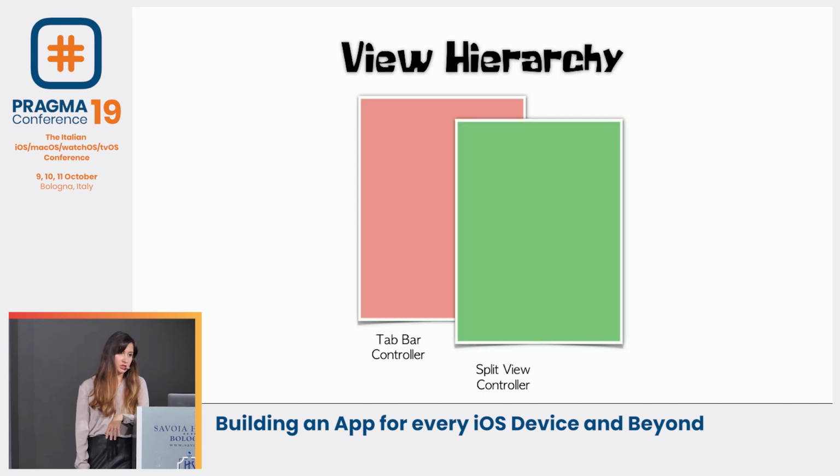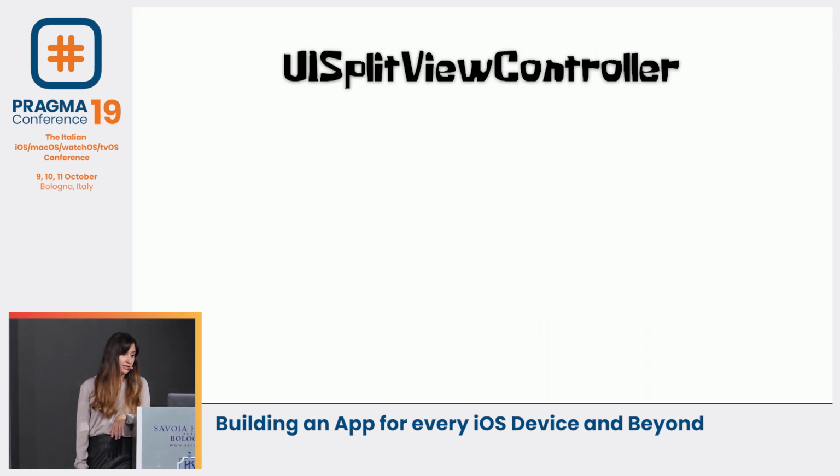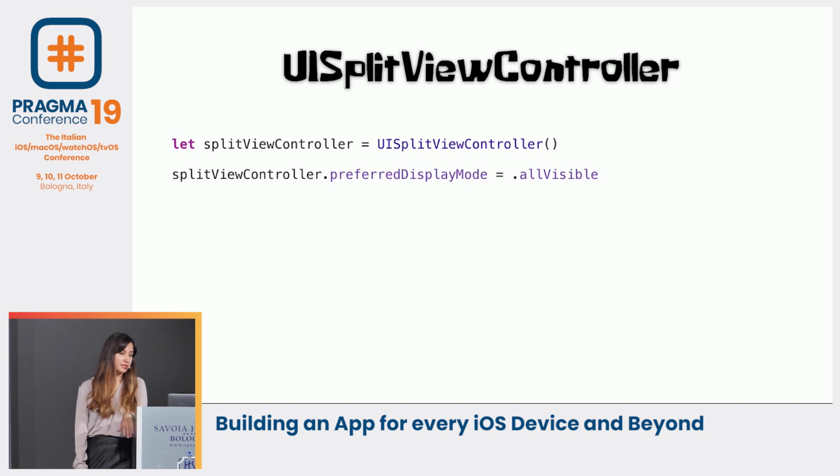So we need to change our view hierarchy, and we need to make the tab bar our root and the split view to be housed inside the tab bar controller. This, of course, also means that for all the other tabs, we need to put them into navigation controllers as well. Okay, so now the split view controller. We make our split view controller. We set its display mode. All visible means that the system will put two side-by-side view controllers in every scenario unless we really don't have enough space.